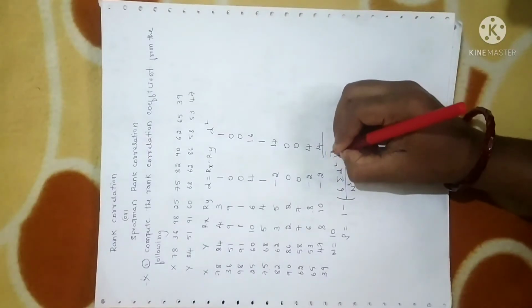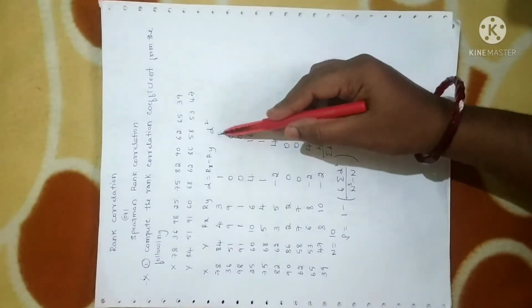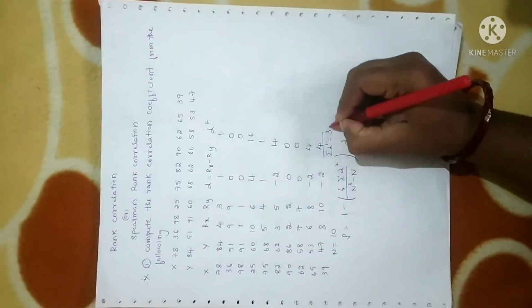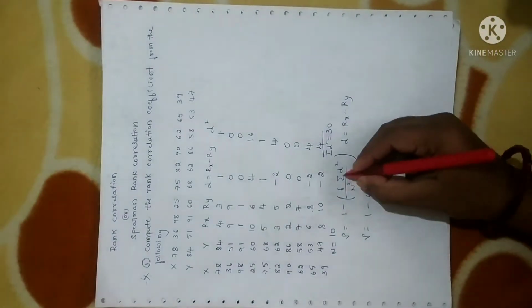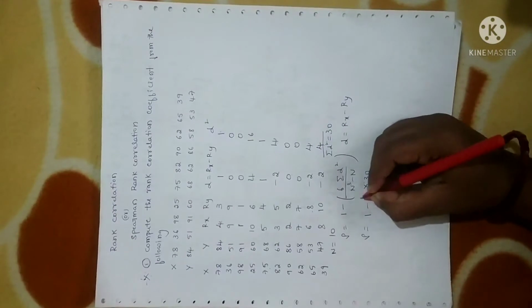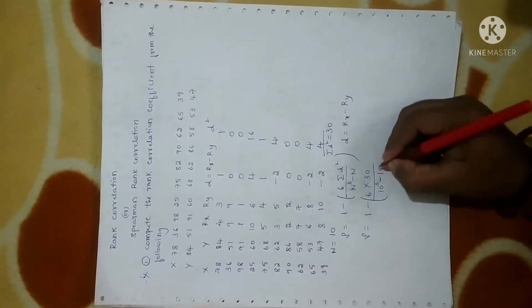Next we need to add all these values. That is sum of all the d square column. So use calculator. If you add all these values, you will get 30. Fine. Now let me substitute. Rho is equal to 1 minus 6 times sigma d square is 30, you put the bracket into n cube minus n, where n is 10.